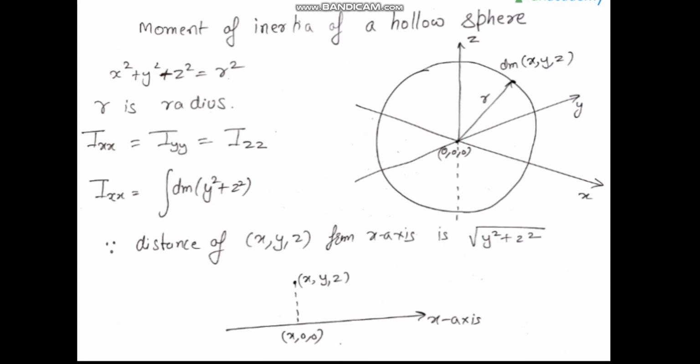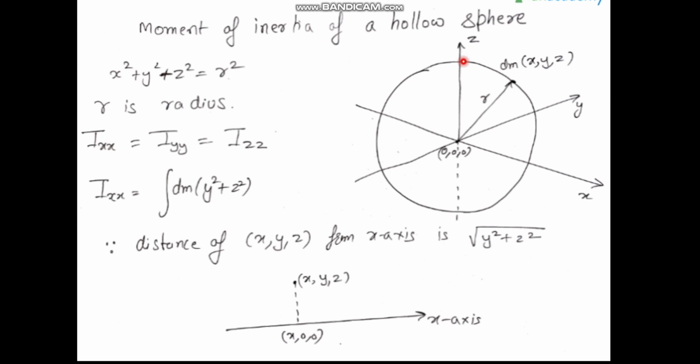Let's move to the moment of inertia of a hollow sphere. So here we will derive the moment of inertia of a hollow sphere. Consider a hollow sphere of mass m and radius r. We assume that the center of the sphere is the origin. We will find the moment of inertia about a diameter. A diameter is any line passing through the center. So the x-axis will also be a diameter, the y-axis will also be a diameter, and the z-axis will also be a diameter. We want to find the moment of inertia about a diameter, which can be either the x-axis, y-axis or z-axis. All three are going to be equal.